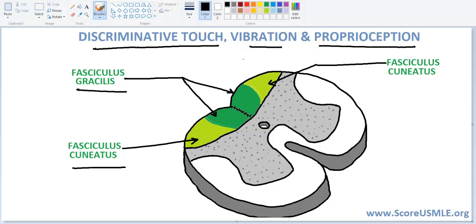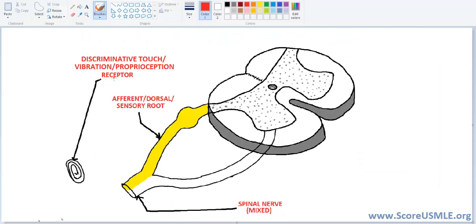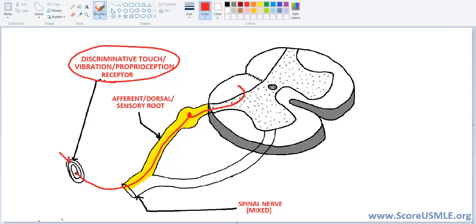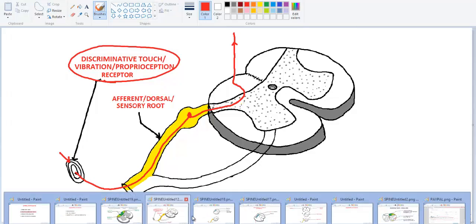Now let's see how this sensation travels. So here's the receptor for either of those three sensations. Now just like in any other sensation, when this receptor gets activated, the dorsal root of the spinal nerve carries that information to the dorsal gray horn of the spinal cord. Now the special thing about these sensations is that this bipolar neuron axon does not end here, unlike other sensations that we read. Instead, this axon turns backward to the posterior white column and ascends here on the same side, mind you, on the same side of the spinal cord.